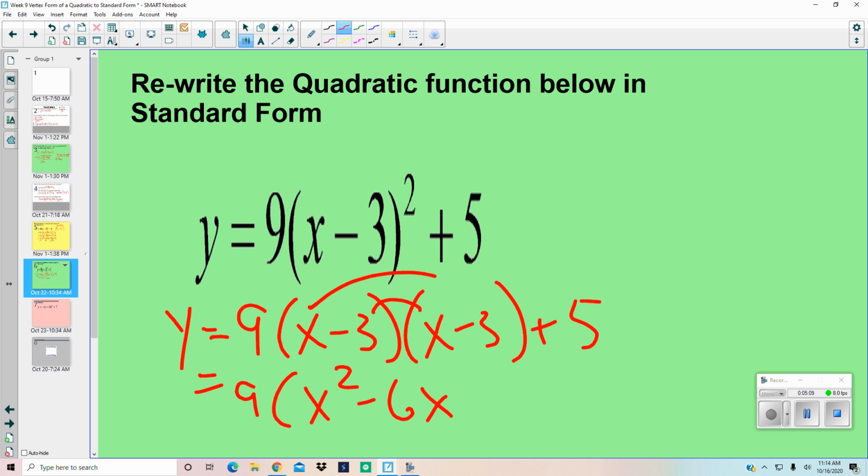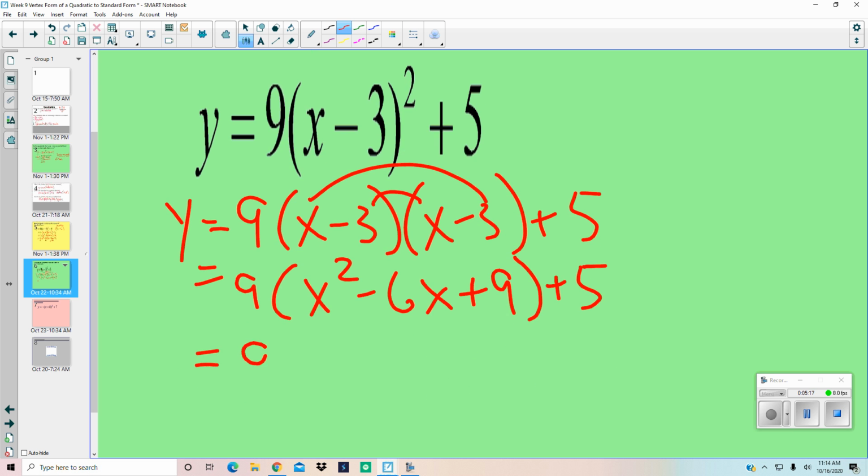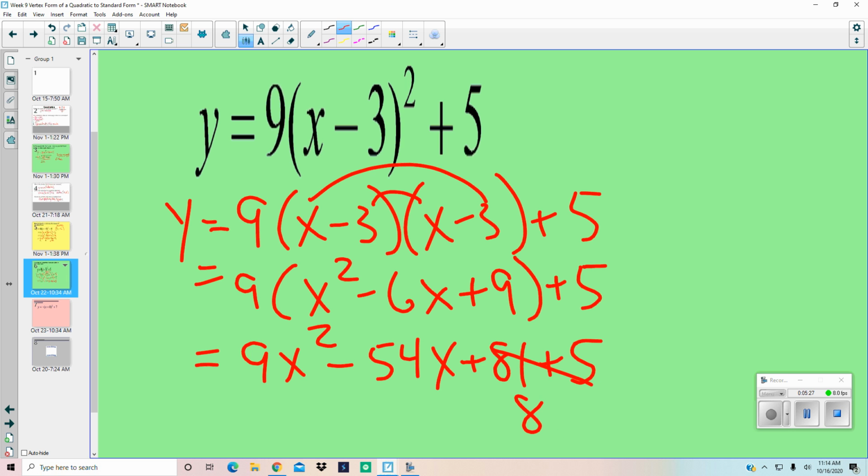So I'm just combining the inside and the outside. Distribute the 9. And then I'm going to change that to an 86 when I add 5. I don't think we really need to go through another one. I think this is pretty clear and should be a very easy assignment.